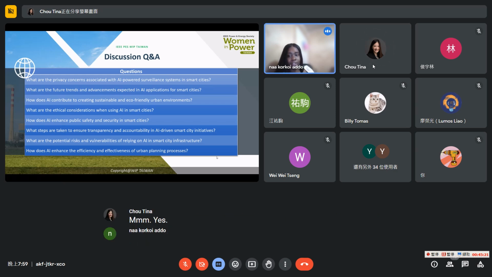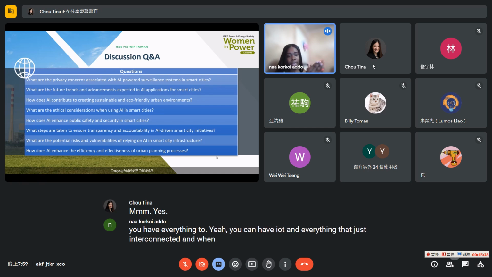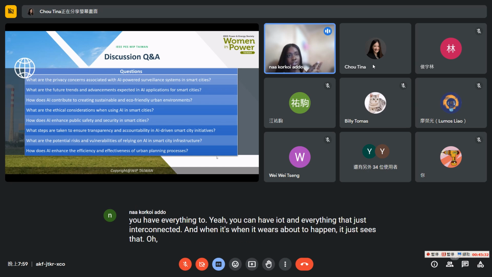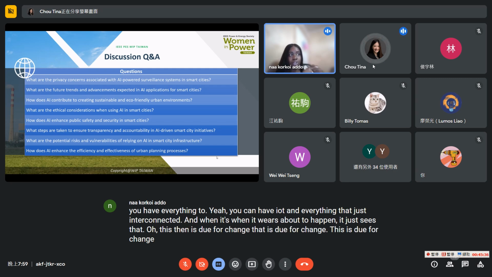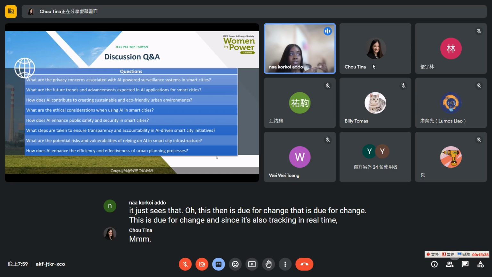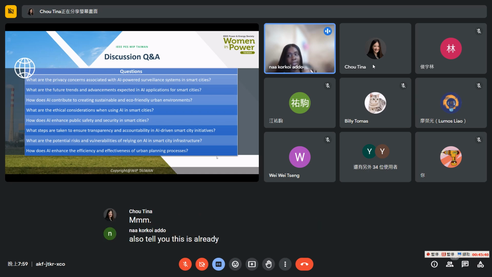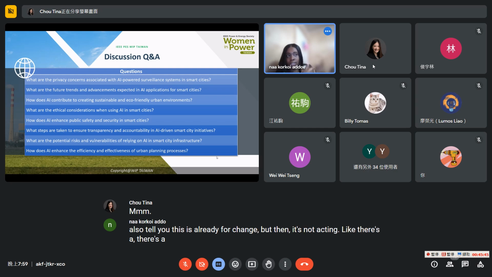So you can have IoT devices and everything interconnected. When a wear is about to happen, it sees that this thing is due for change, that is due for change. Since it's tracking in real time, it can also tell you this is not ready for change, but it's not acting like there's a fault in it, it will just send signals to you.